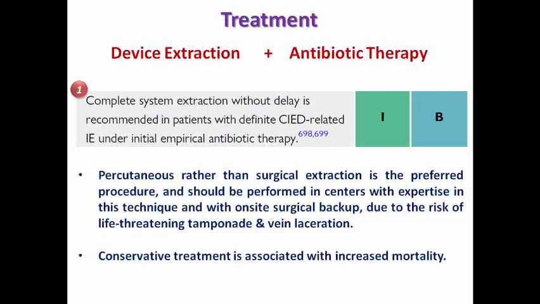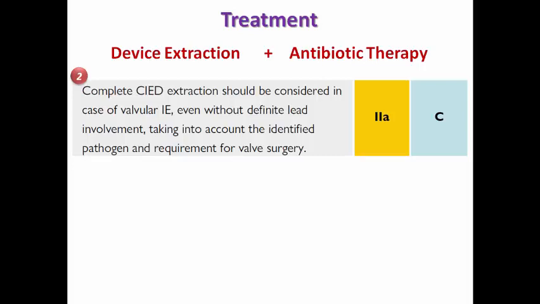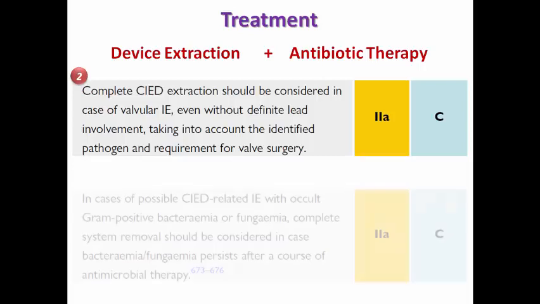So please don't think of just conservative treatment and telling yourself that I am giving this patient a chance to improve on antibiotics. No, if there is evidence of infection, complete system extraction is highly recommended. The second indication is presence of valvular endocarditis even without definite lead involvement. Because, for example, if there is tricuspid valve endocarditis, the vegetation may colonize the leads, taking into account the type of pathogen and requirement for valve surgery. This is a class 2A indication.